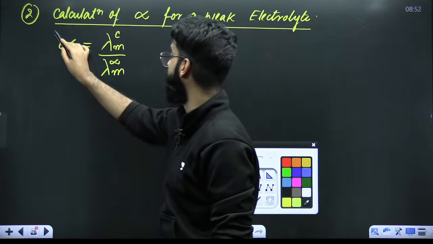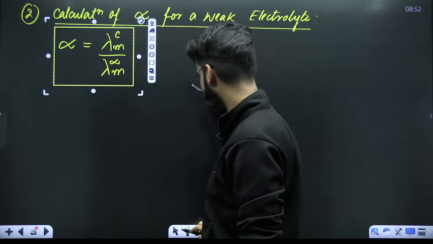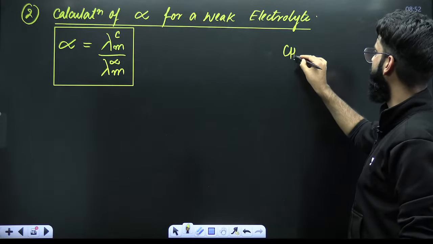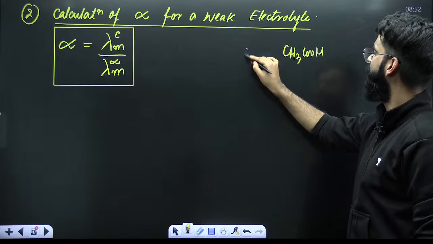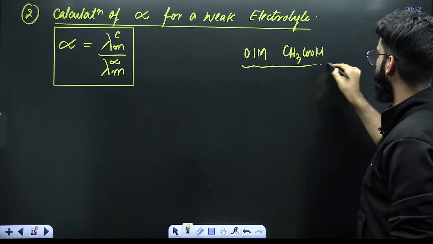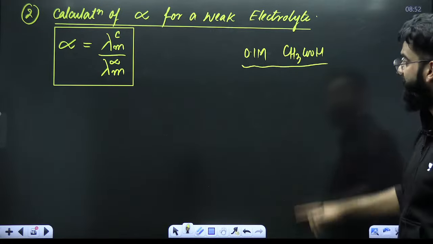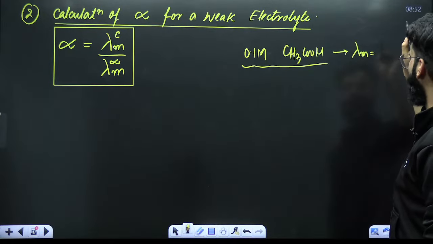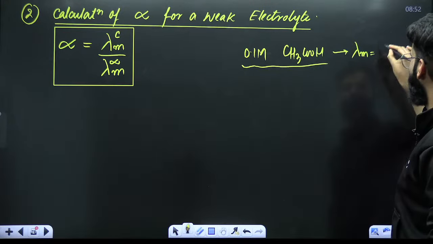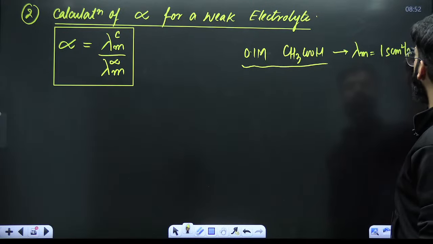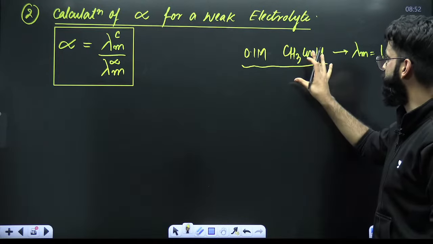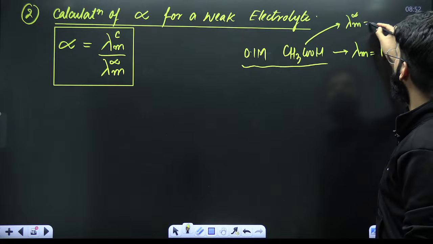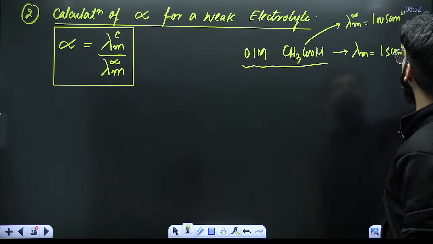What is the given concentration? What is infinite dilution? You know it already. I'm directly giving you the result; I'm not deriving it again and again. For example, you have a weak electrolyte like CH3COOH. Let's assume I've got 0.1 molar CH3COOH. When the concentration is 0.1 molar, let's assume its molar conductivity at that point is 1 Siemens centimeter square per mole. Now let's assume you already know the molar conductivity of CH3COOH at infinite dilution. Let's say it's 100 centimeter square per mole.